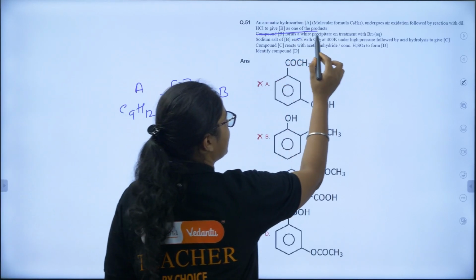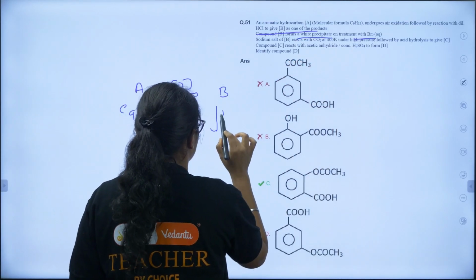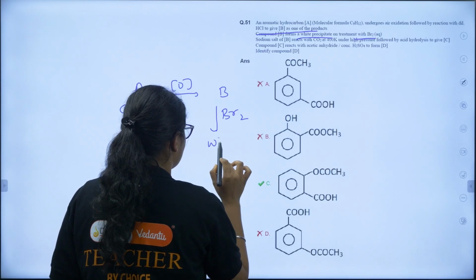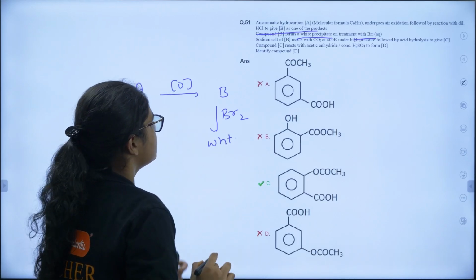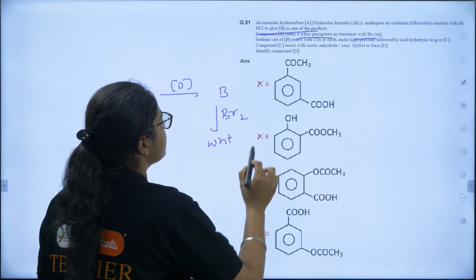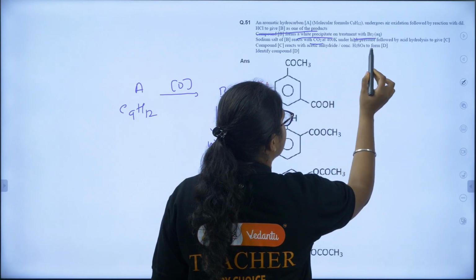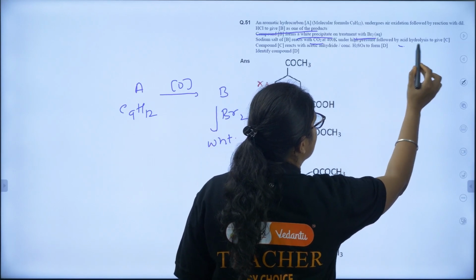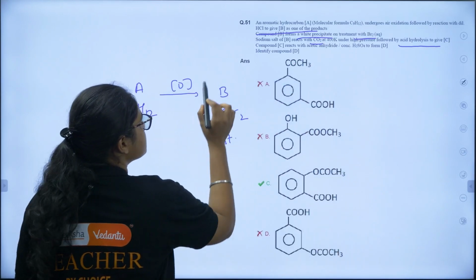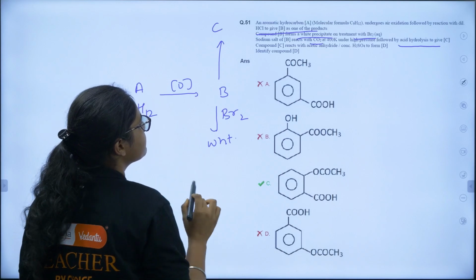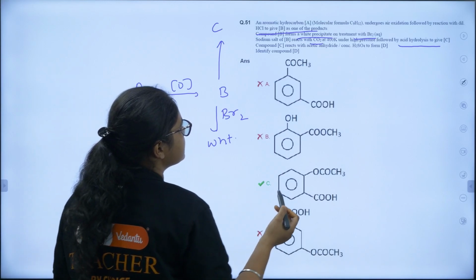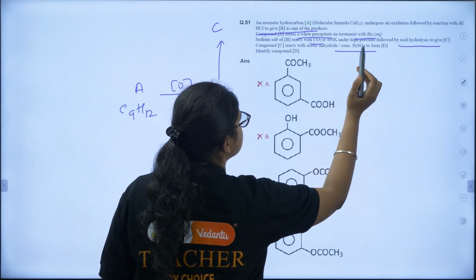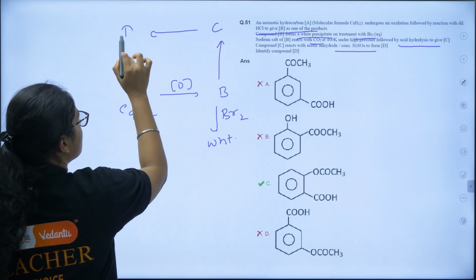Compound B forms a white precipitate on treatment with Br2. Next, the sodium salt of B reacts with CO2 at 400 Kelvin under high pressure, followed by acid hydrolysis, to give C. Compound C reacts with acetic anhydride and concentrated H2SO4 to form D.